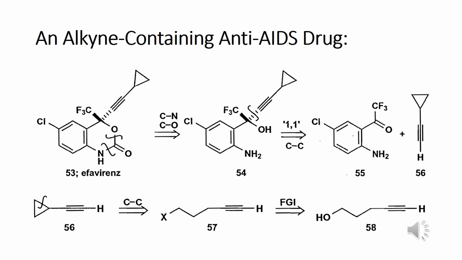Here the question is how to make this structure 56. We have not yet met the three-membered ring, but cyclization of carbon nucleophiles onto CH2X with a leaving group, as you can see in structure 57, works well. Now the question is how do we make the other structure, that is pentanol 58.